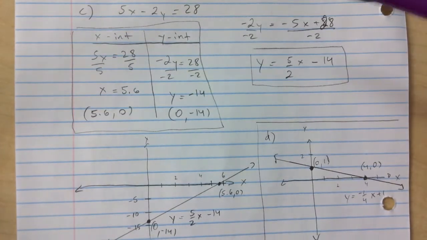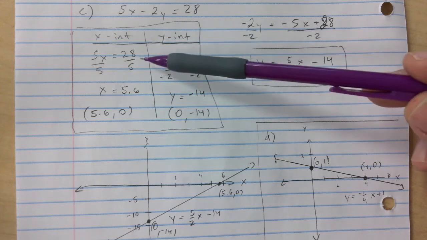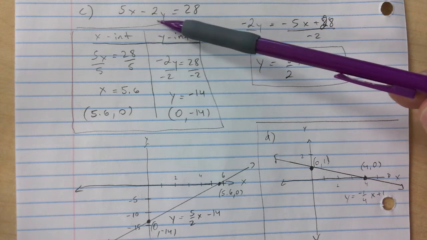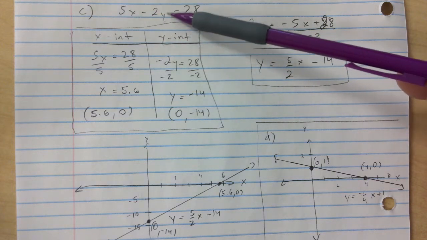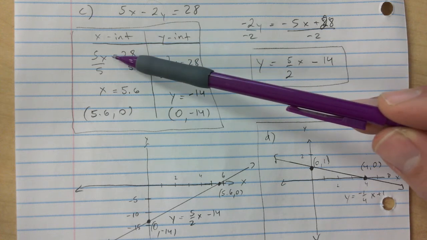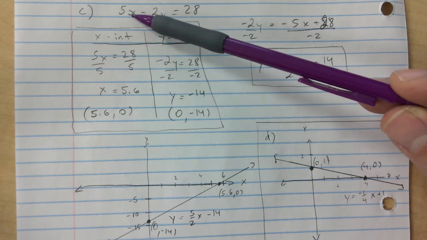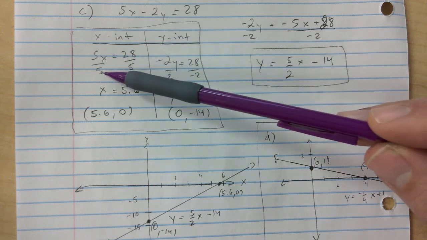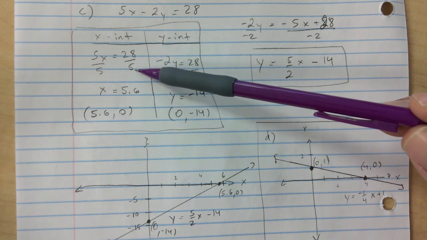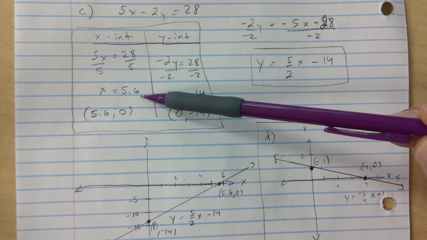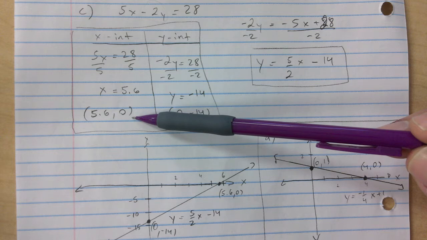So let's see. To find the x and y intercept, notice that I don't bother to write this part down anymore in my work because this turns into a 0 here. So you're left with 5x equals 28. Then I divide both sides by 5, which gives me 5.6. And so I state it like that.